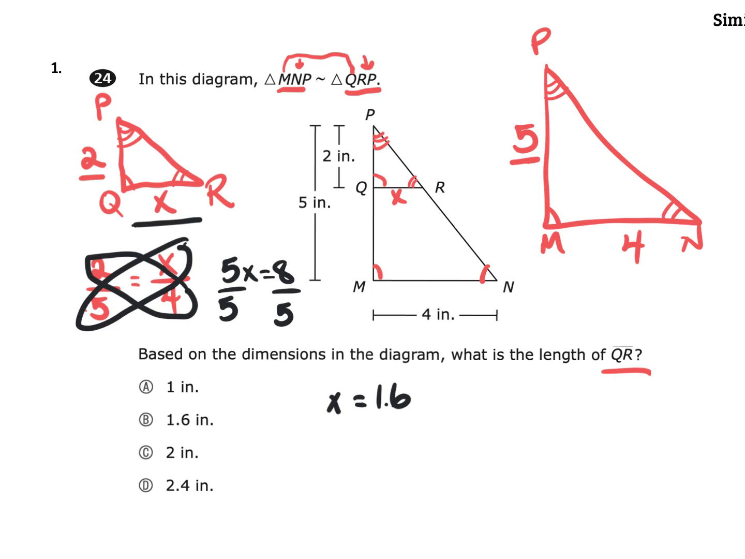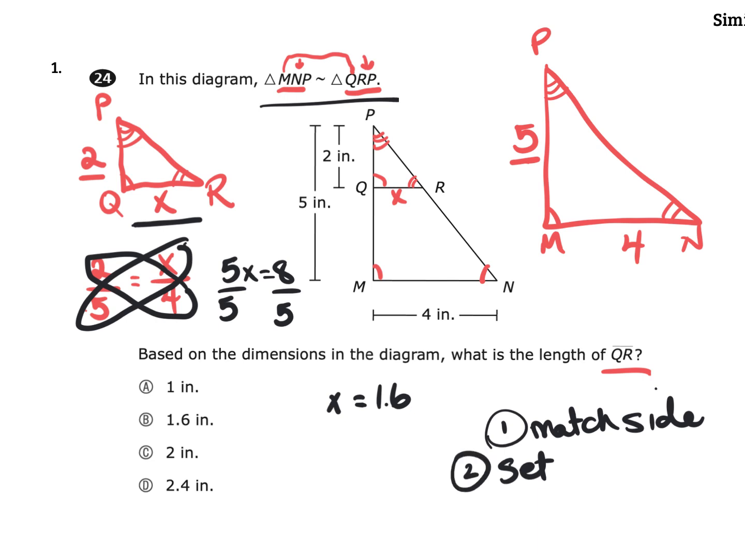Okay, we match up the side lengths. First step: match the side lengths based on our similarity statement. Then set the 2 fractions equal to each other, and that's based off of the corresponding side length. So that's why 2 is to 5 and X is to 4.